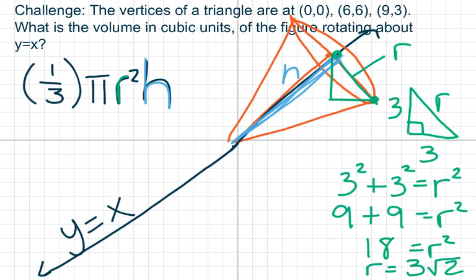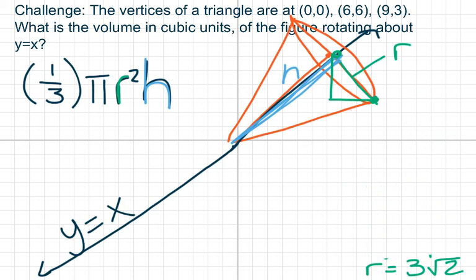I know that was a lot. I'm sorry. I'm just trying to get through this. So I'm going to erase all this. And just remember that the radius is 3 square roots of 2.